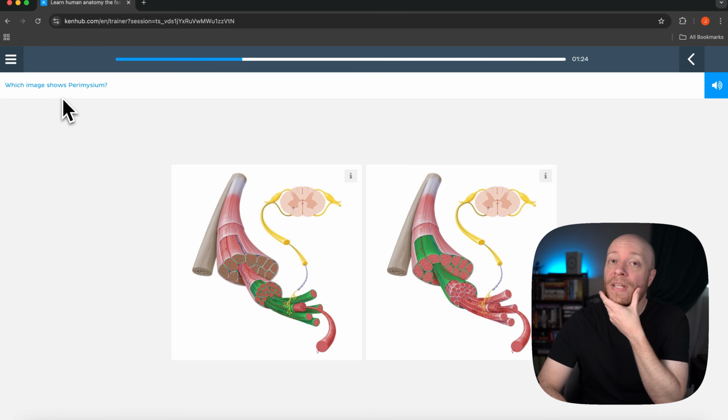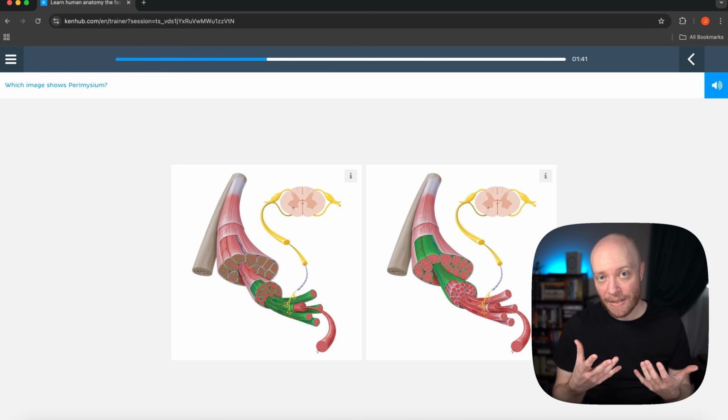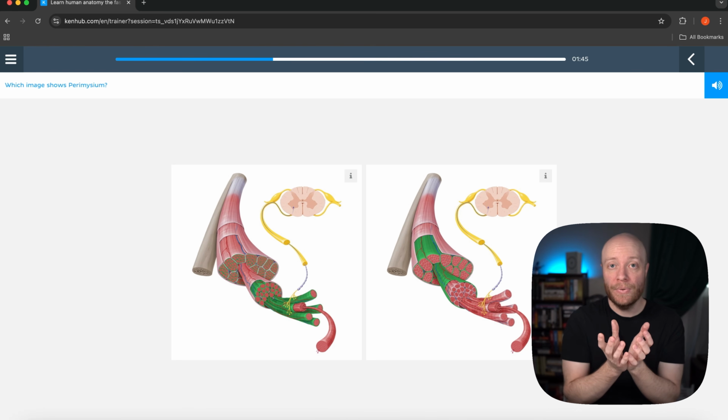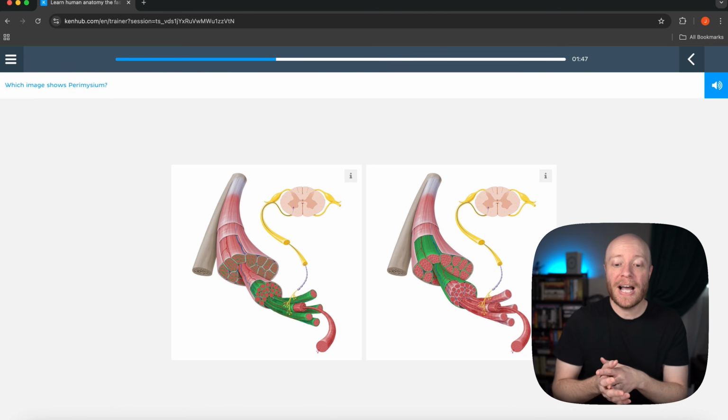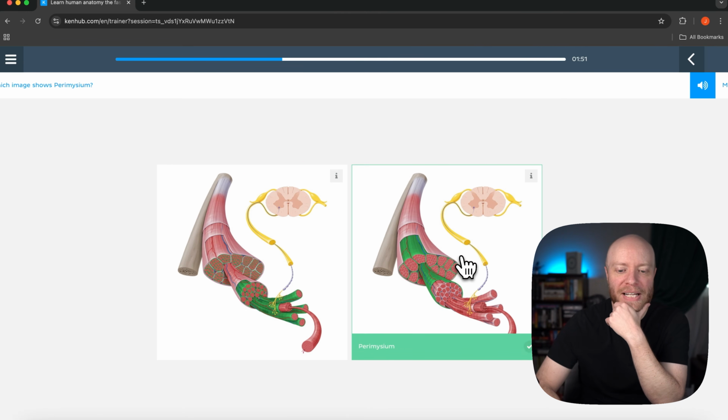Which image shows the perimysium? So as you're looking at this, you can see the highlight here in green. You can also see the highlight here in green. So that is going to be this one right here. Now remember, perimysium is going to be deep to the epimysium, and this time it is going to be wrapping bundles of muscle cells or muscle fibers, creating what's known as a fascicle. All right, we're doing good.